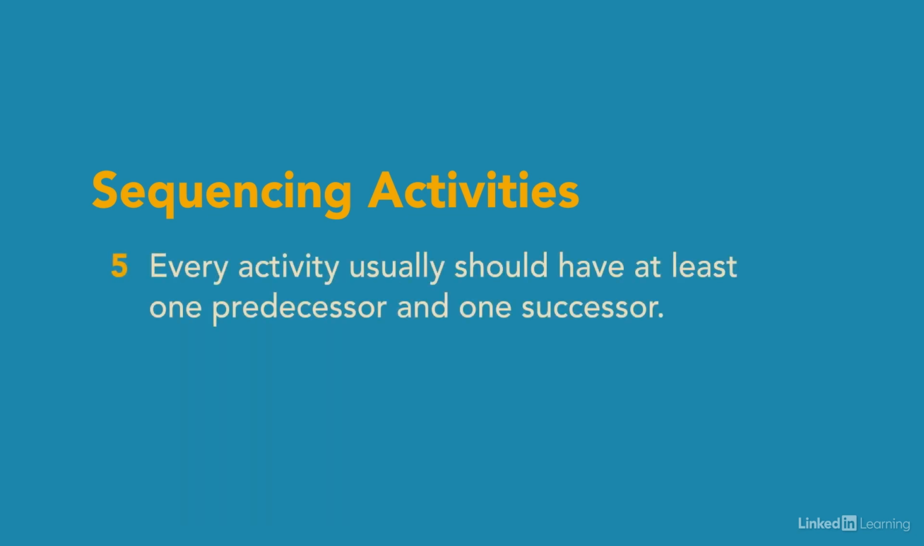Fifth, every activity, except for the first and last, should have at least one predecessor and one successor. That way, both the activity's start and finish tie into the overall schedule. So delays that arise can propagate through the schedule.